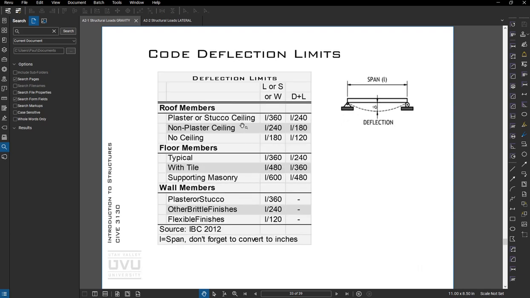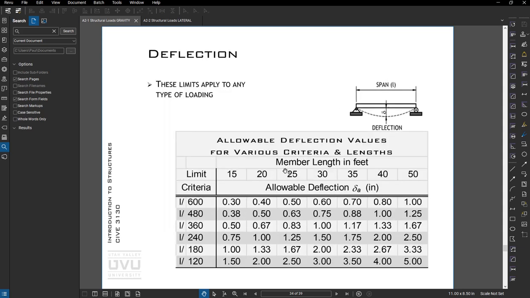So for a plaster, so gypsum board, sheetrock, you'd be L over 360. That is an L, so it's the span divided by 360. And then you can compare that with the actual deflection of your member due to the loads and the geometry and material of the structure or the member. This little table here for different spans gives you the allowable deflection, so you don't have to calculate it as much. So if I had a 30-foot span, I wanted L over 360, my member can sag an inch in the middle and meet the criteria.